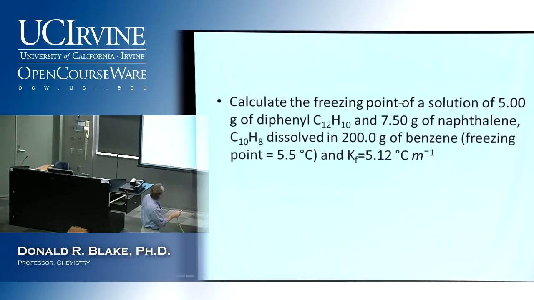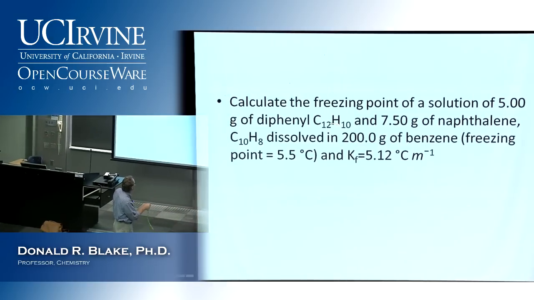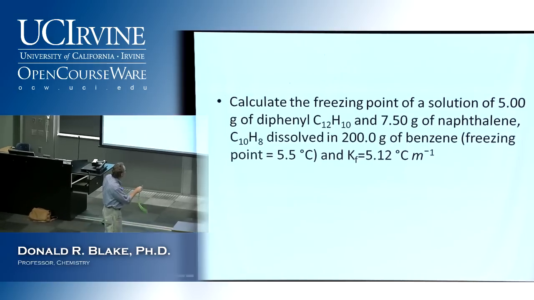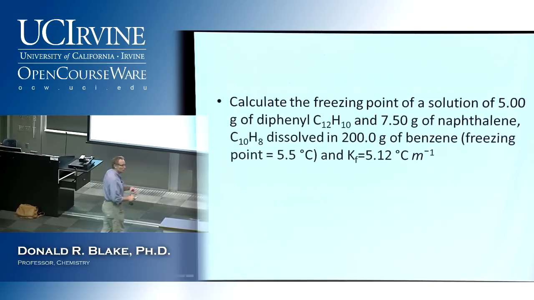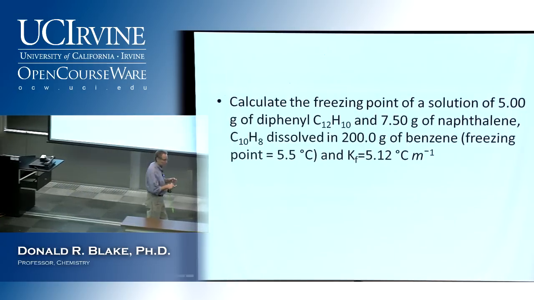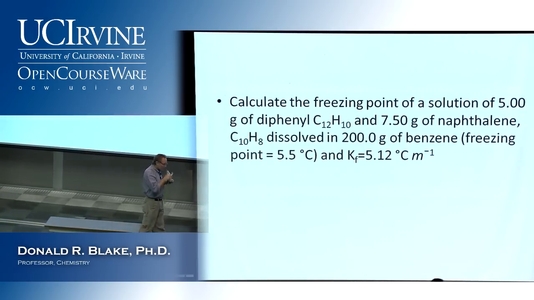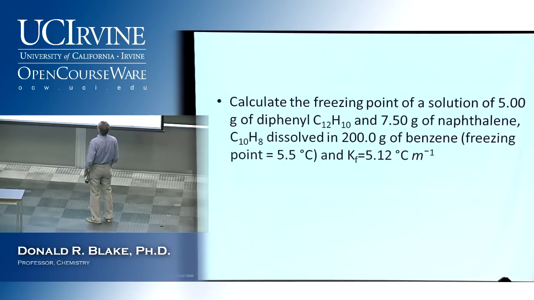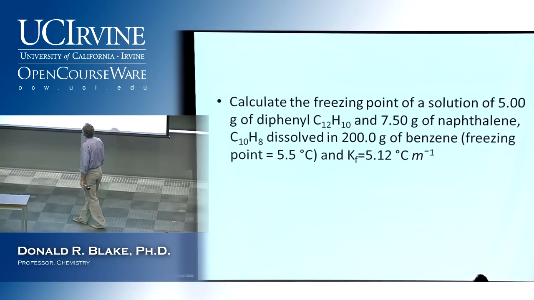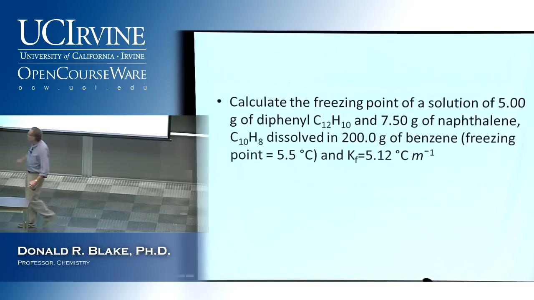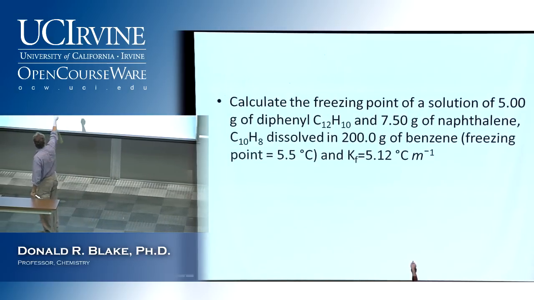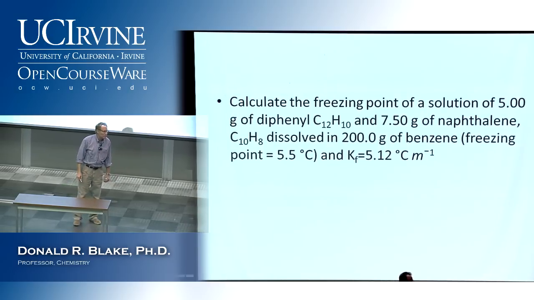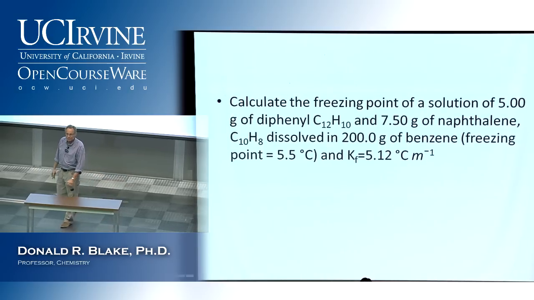So we've got calculate the freezing point of a solution of 5 grams of this and that many grams of this dissolved in 200. This is your solvent right here. Solvent's always the big one. And what you don't know is that these are both solids. This is a solid and this is a solid. Okay, and so this is the only thing that's a liquid. It's the only thing with a vapor pressure.